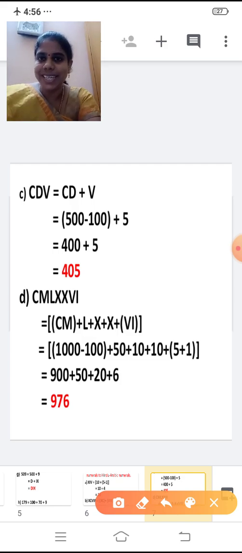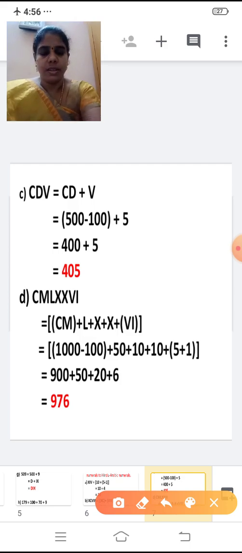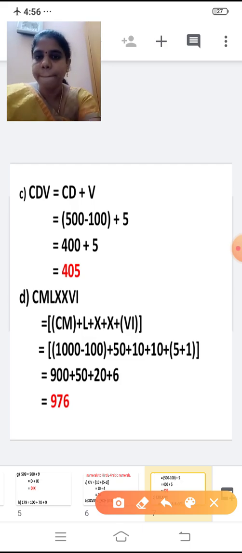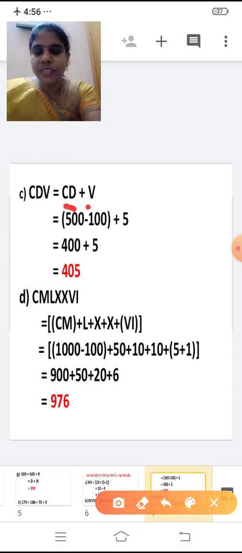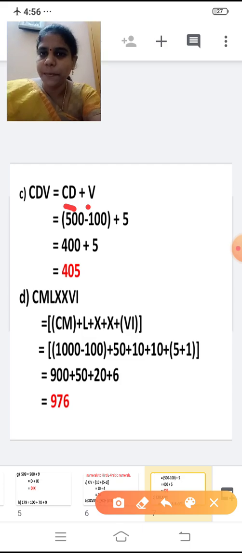C, D, V. Here also the smaller one is placed before the larger one. So now take that alone. CD plus V. If the smaller symbol is placed before the larger one, take that separately. CD plus V. Now what is the value of CD?